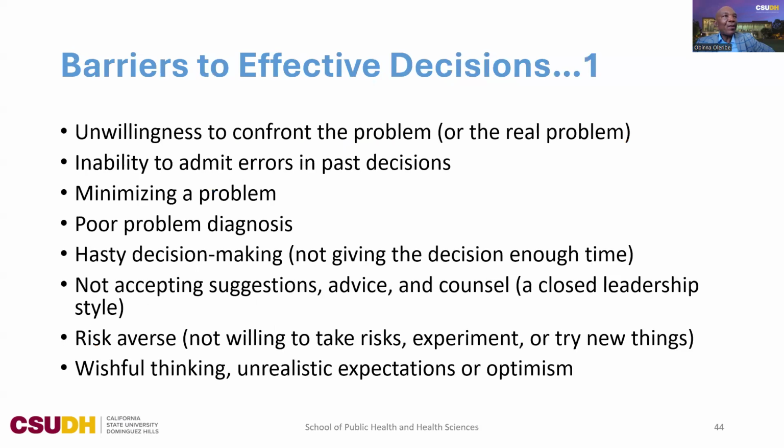So, what are the barriers to effective decisions? One is people's unwillingness to confront the problem or to face the real problem. People sometimes create their own problem because they are unwilling to face the real problem. Two is people's inability to admit errors in past decisions. You have to learn from the mistakes you have made so that the mistakes will not define you. Then you have people trying to minimize the problem. Oh, it's not a big deal. It's just something simple. Be careful in minimizing problems because sometimes they can grow and become so big and difficult to handle.